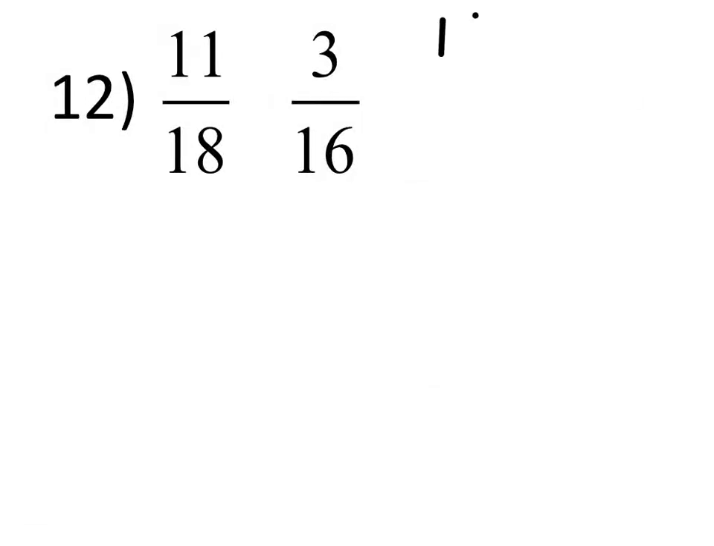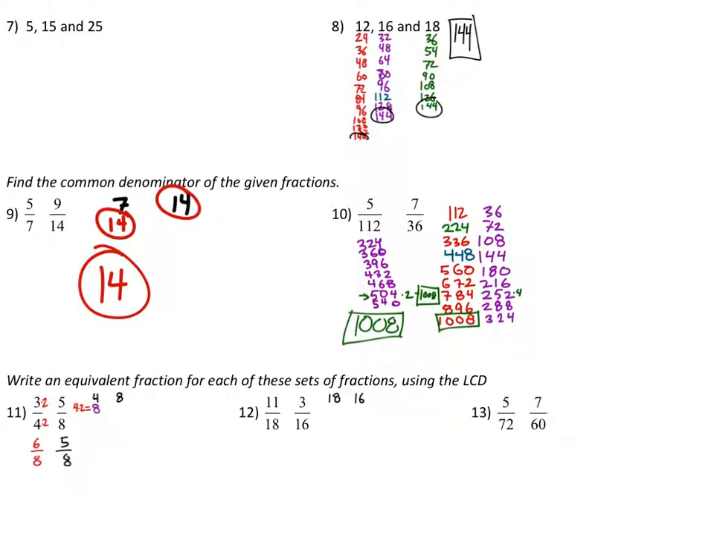Alright, let's do the next one. We got 18 and 16. 144, is that what it was? 144? Yeah, for 16, 12, and 18. But you still have your list written up? Alright, so we can see from that list on number 8 that 144 is the common multiple, but it's more about what do we multiply these by to get the 144.